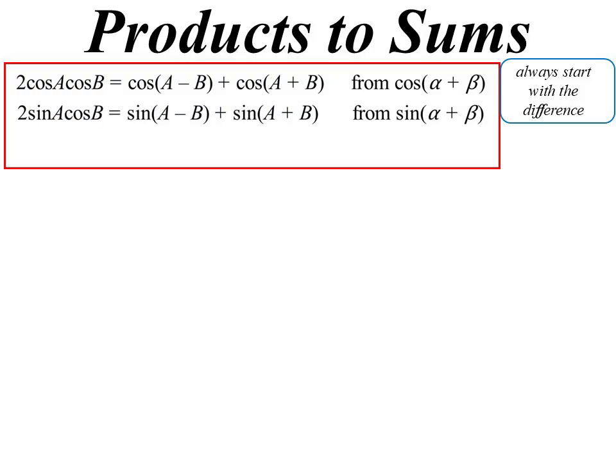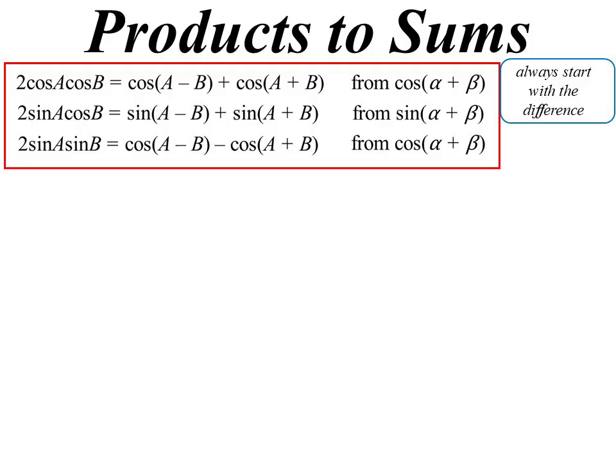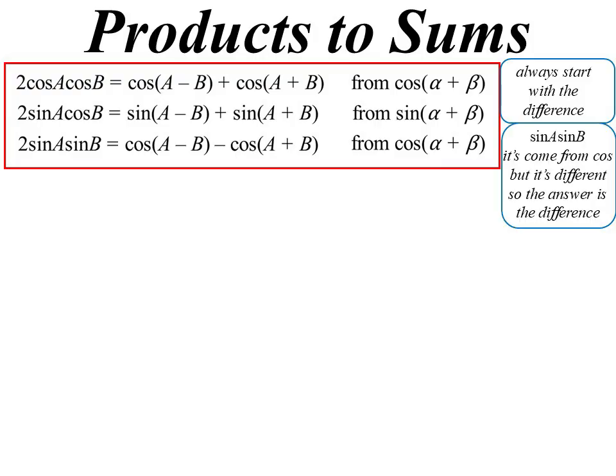If I have sine cos, well that must have come from the sine alpha plus beta formula. And so, again, I would put the difference first, but again, it doesn't matter. But when we come to the third one, when it's sine sine, now sine sine also comes from the cos one, but you'll notice it's minus. And that's why I always like putting the difference first, because then I just remember, I'm always going to start with the difference. And then with the sine sine, okay, I know it comes from cos, but it's different. And so that's how I know, oh, it's the difference. That one's minus. That's how I think about it when I'm trying to remember which of these formulas are.